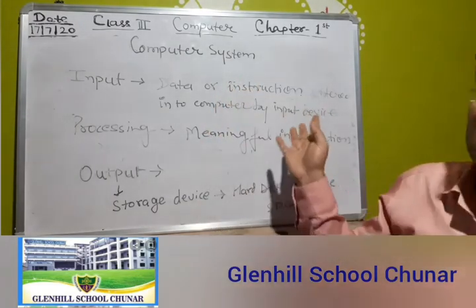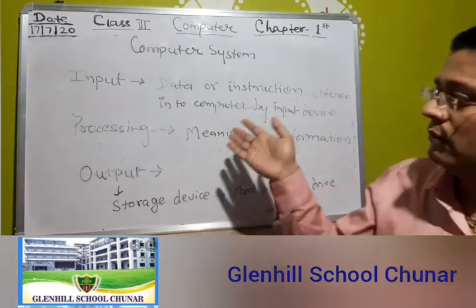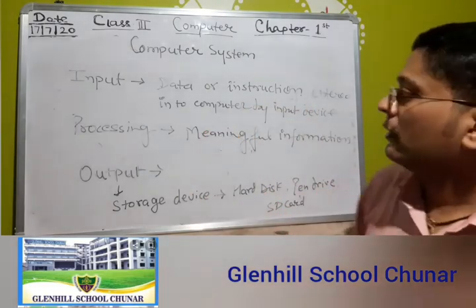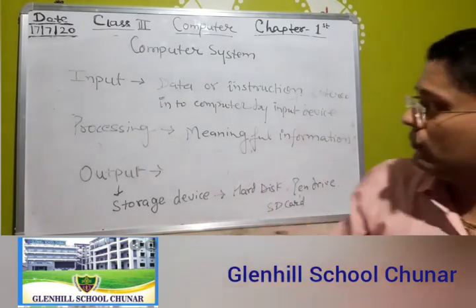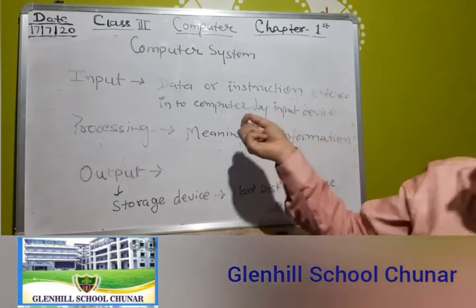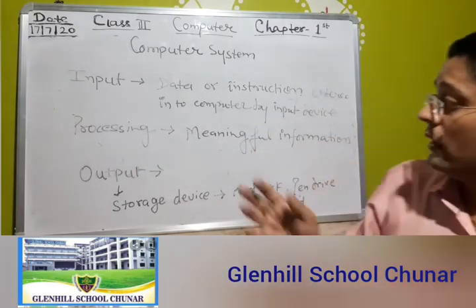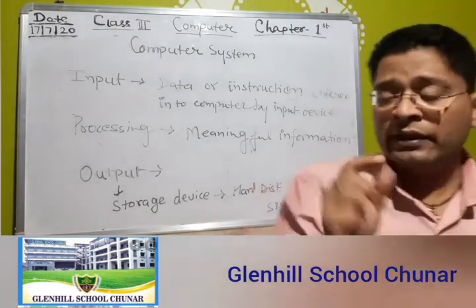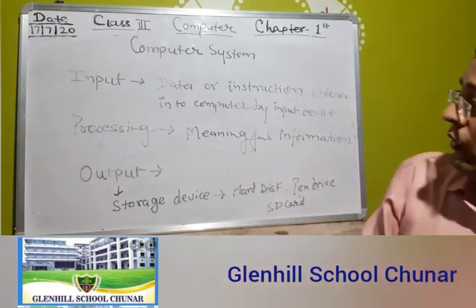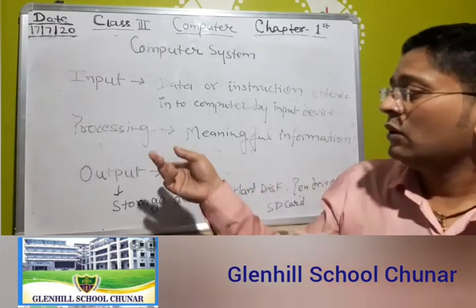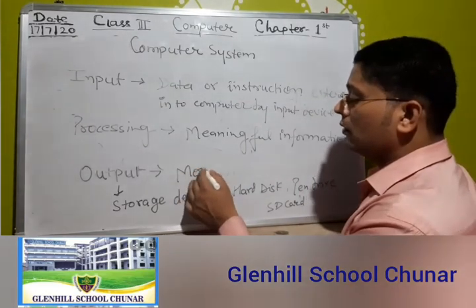This is the process of a computer and the definition of the different parts. Input is data or instructions entered into a computer by an input device. Then you get meaningful information. And where do you get the meaningful information? On an output device. The output device is a monitor.